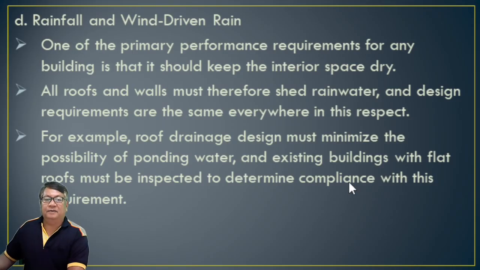Talking about rainfall and wind-driven rain, one of the primary performance requirements for any building is that it should keep the interior space dry. All roofs and walls must therefore shed rainwater, and design requirements are the same everywhere in this respect. For example, roof drainage design must minimize the possibility of ponding water, and existing buildings with flat roofs must be inspected to determine compliance with this requirement.